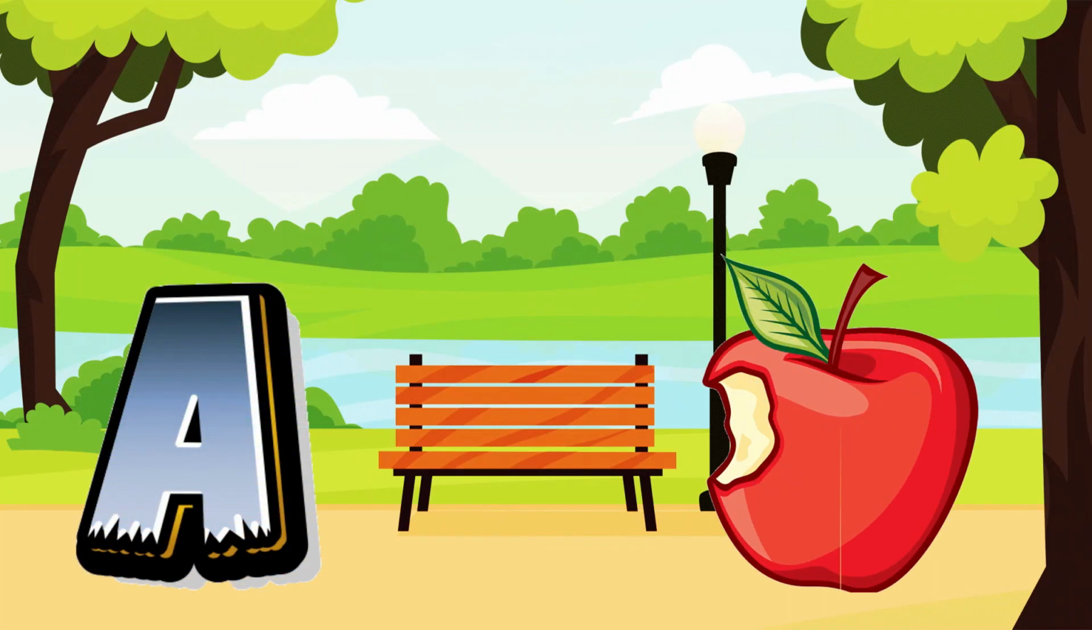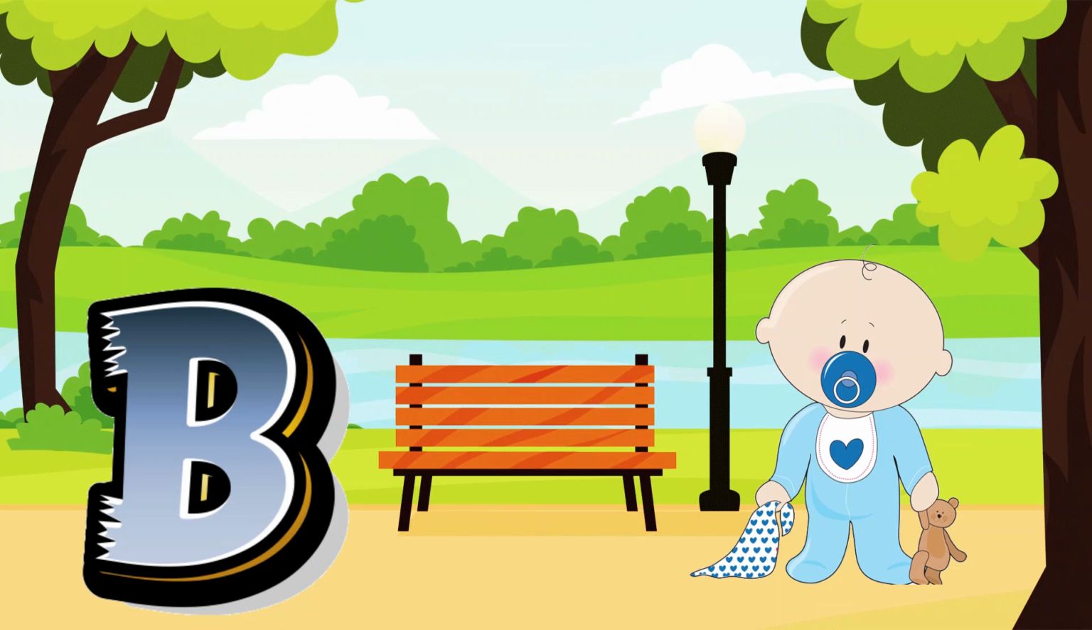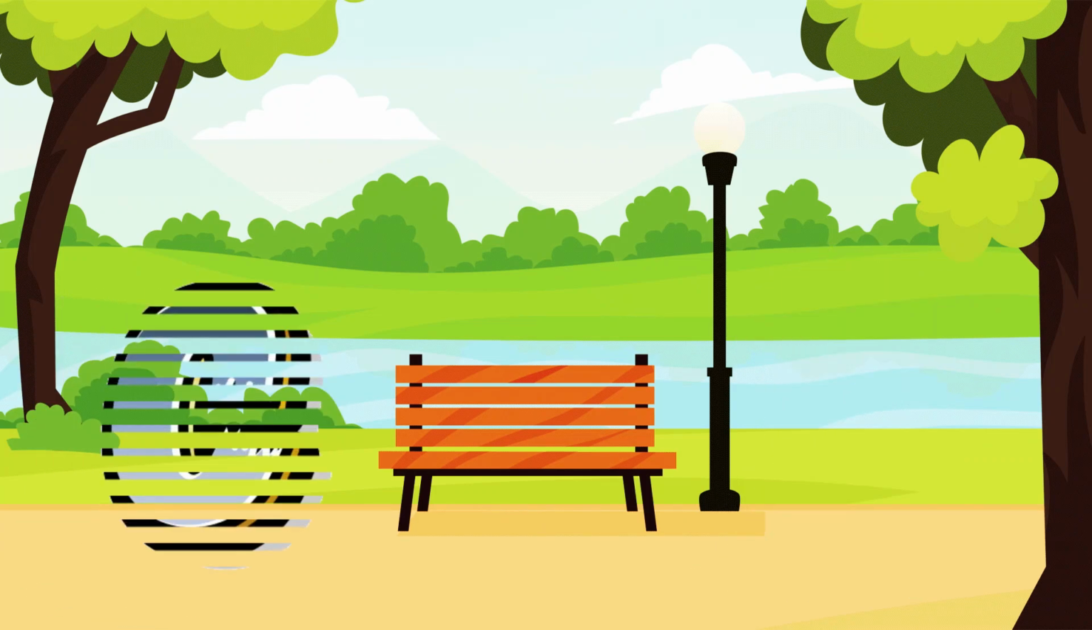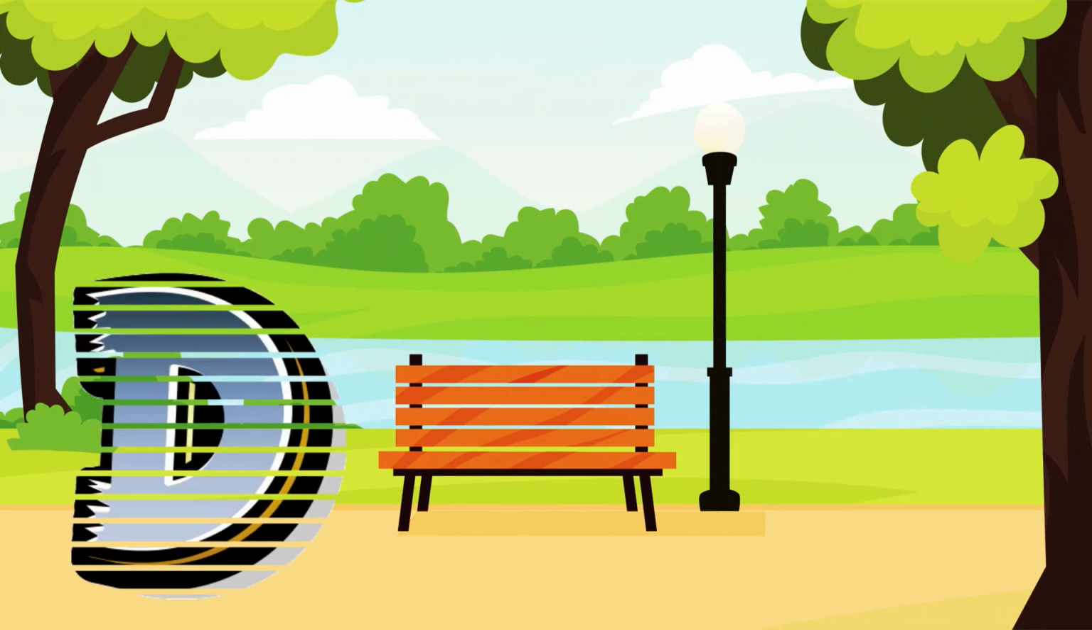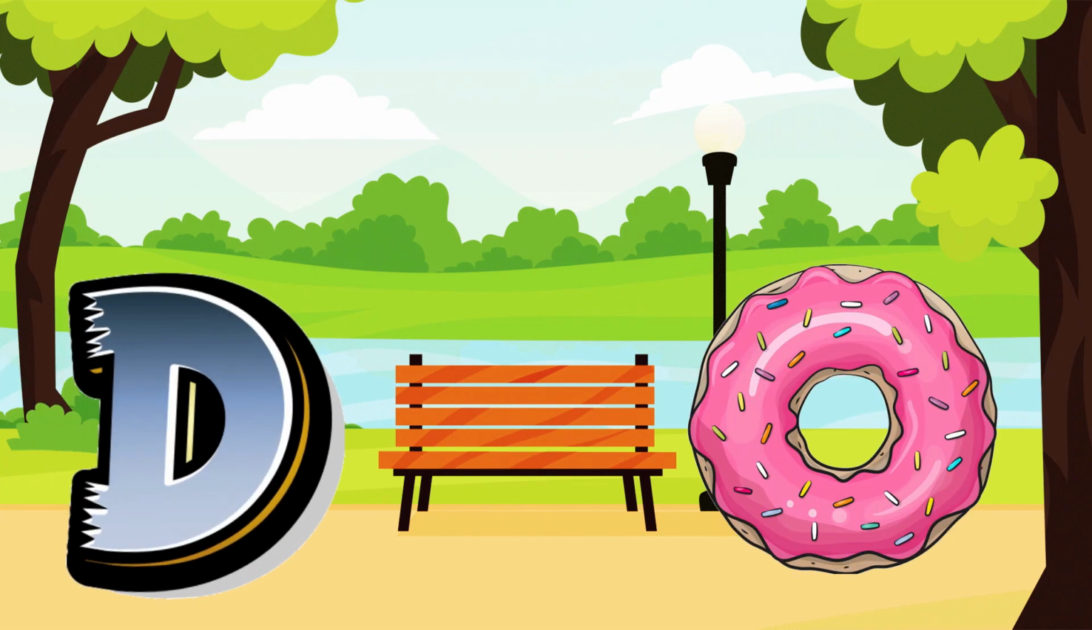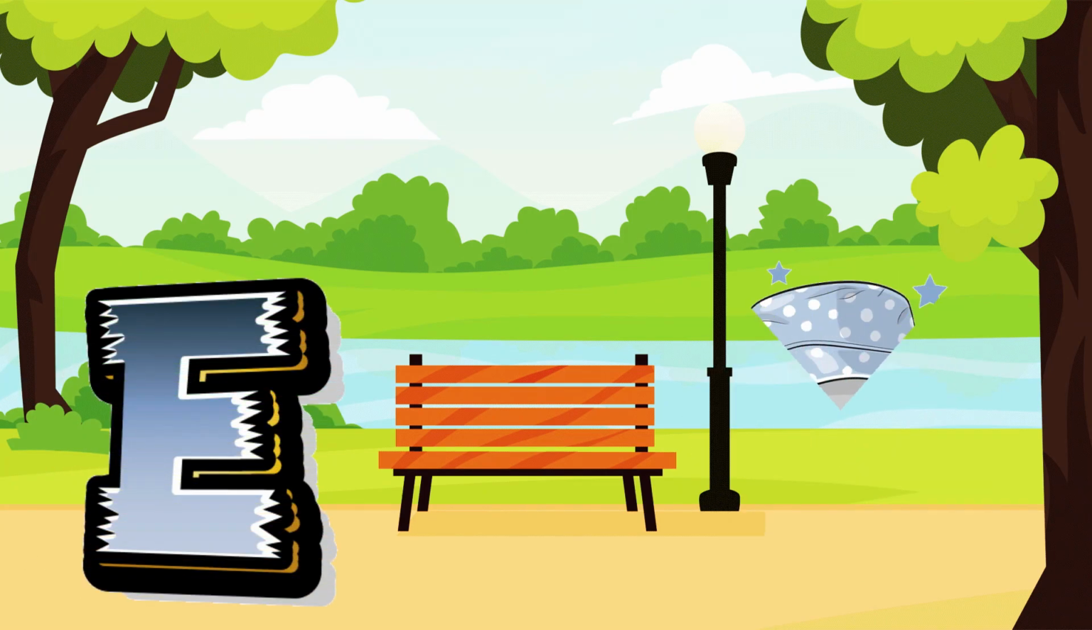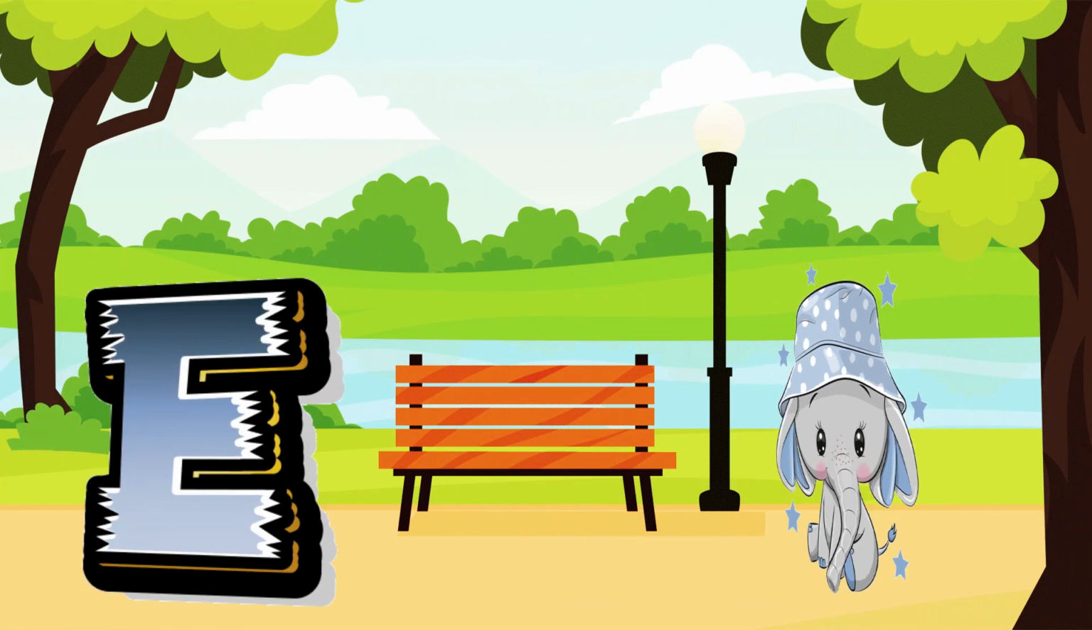A is for apple, apple. B is for baby, baby. C is for coconut, coconut. D is for donut, donut. E is for elephant, elephant.